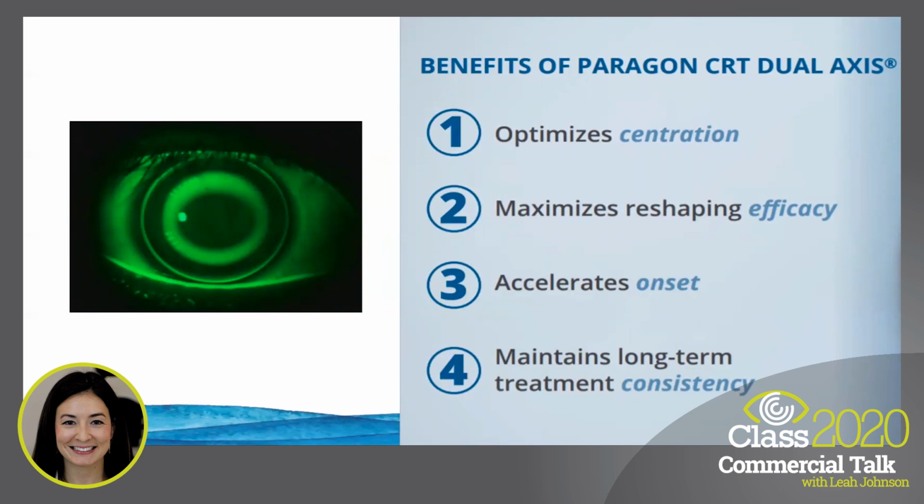Dual axis lenses optimize centration with that increased sagittal depth in the RZD2. It also maximizes reshaping efficacy. To top it all off, it helps maintain a long-term treatment consistency throughout the year that the patient wears their Ortho-K lenses, especially patients who may have subtle corneal toricity.